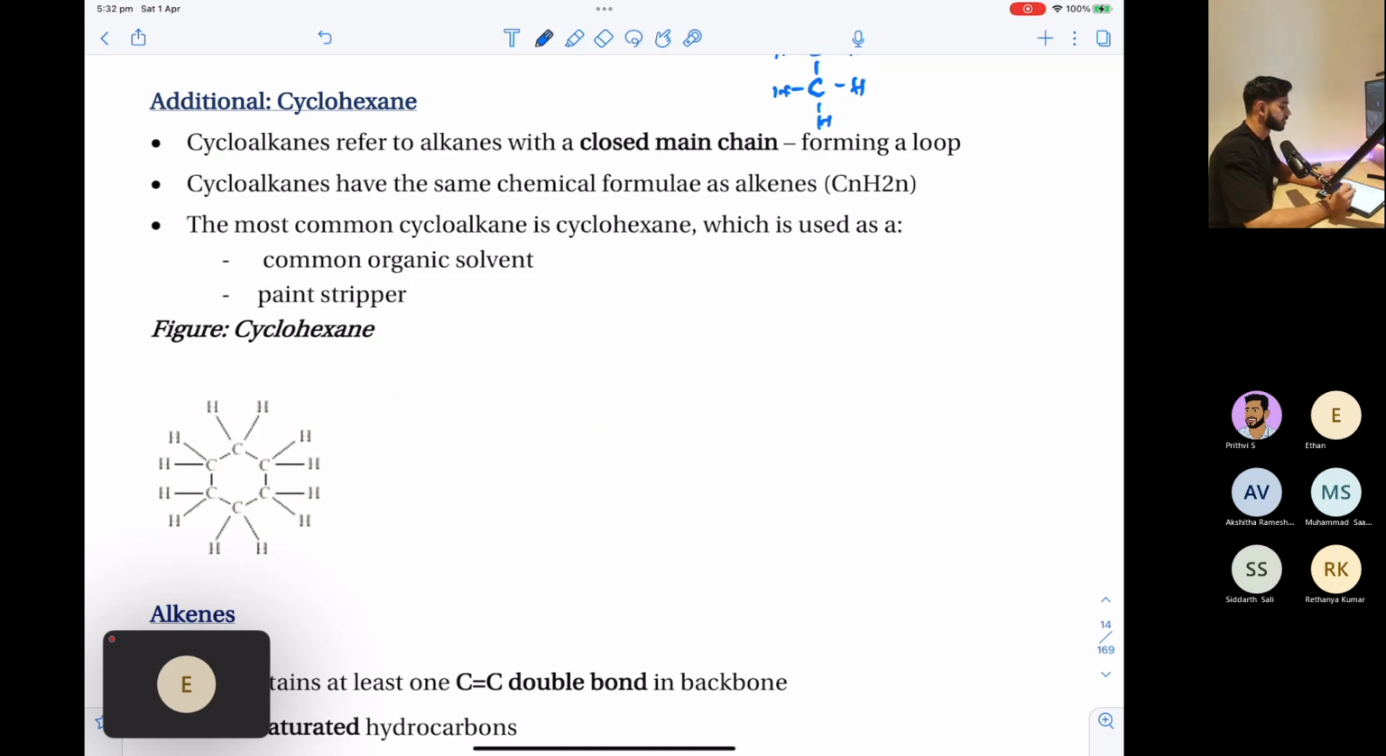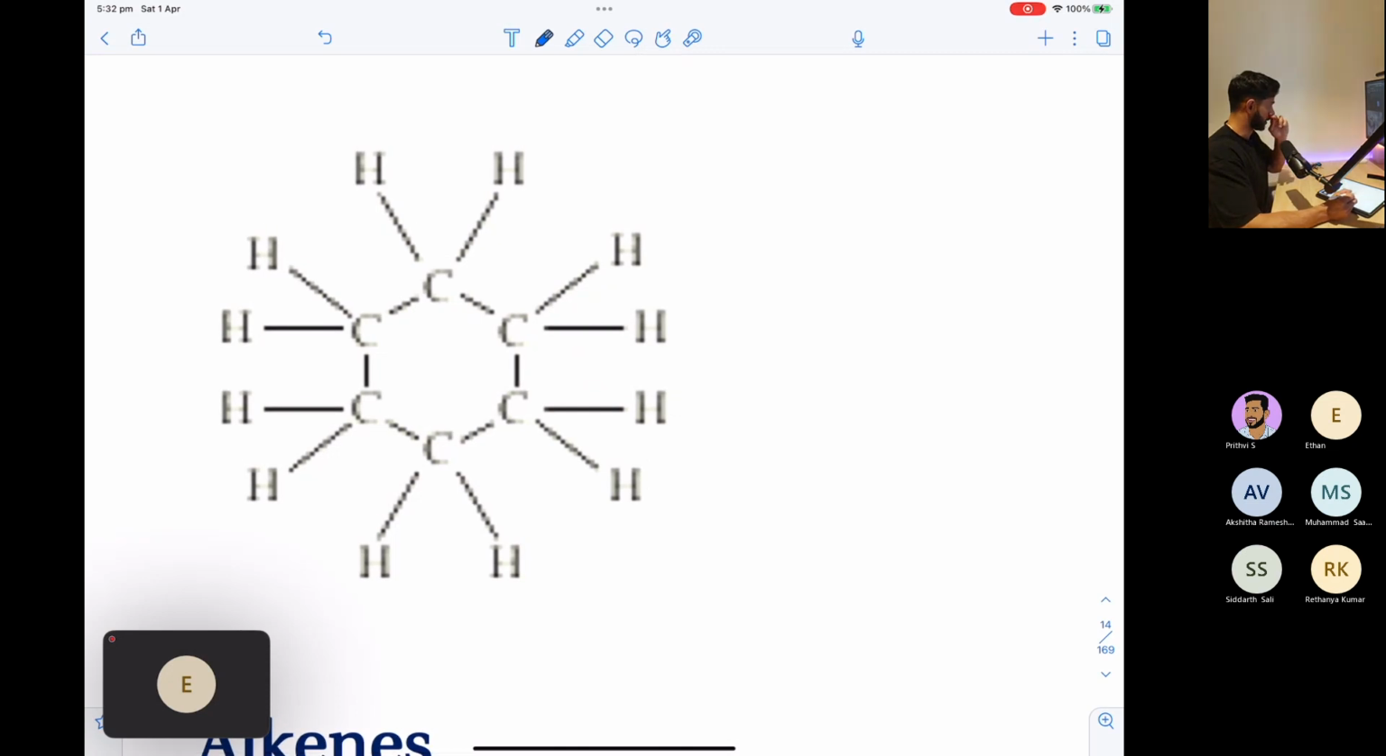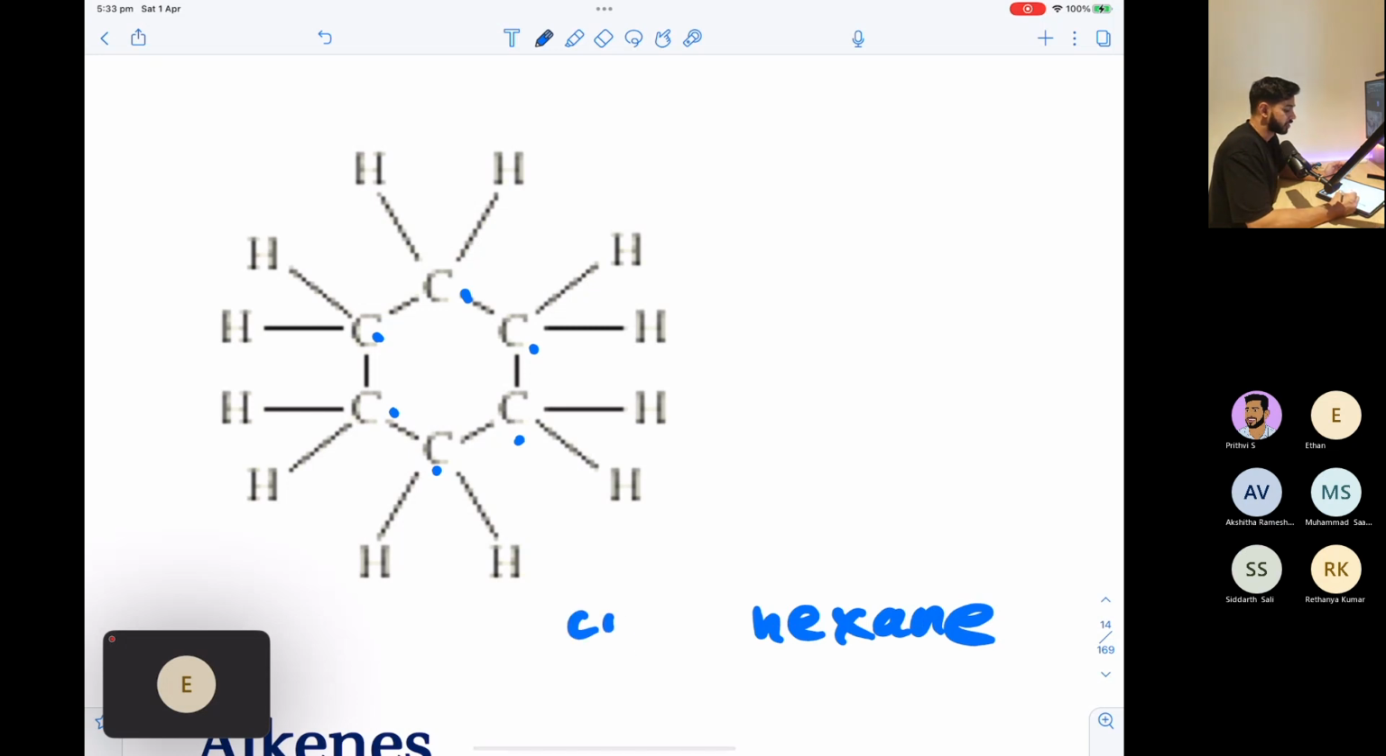I want you to have a look at this and tell me, what would you call this compound? What's the longest main chain we see? 1, 2, 3, 4, 5, 6, right? So if it was a linear hydrocarbon, you'd call it hexane. Since it is a cyclic hydrocarbon, you'll simply add cyclo: cyclohexane.